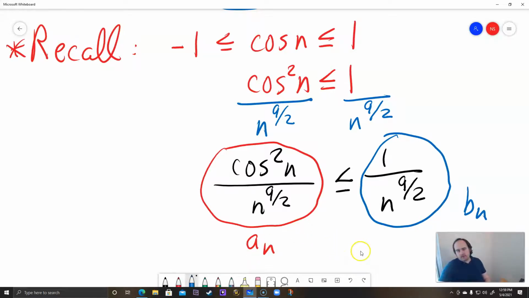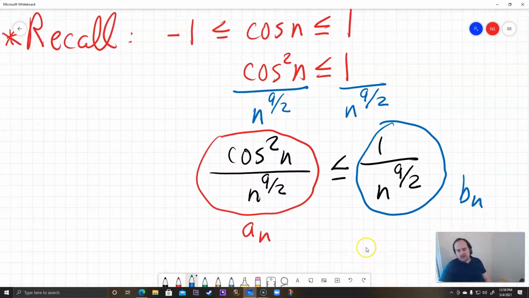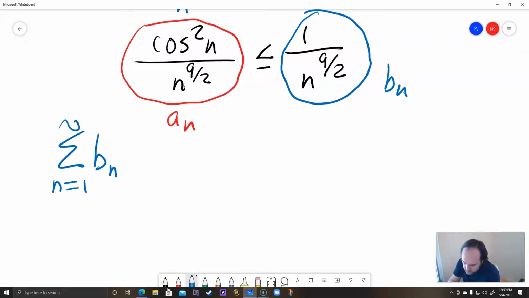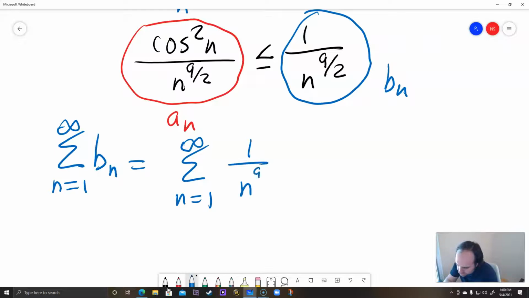Okay, and then by the direct comparison test, since an is less than or equal to bn for all n, if we can determine whether bn converges, if the sum of bn converges, then that means the sum of an converges. Well, let's take a look at the sum of bn. The sum of bn from n equals 1 to infinity equals the sum from n equals 1 to infinity of 1 over n to the 9/2.